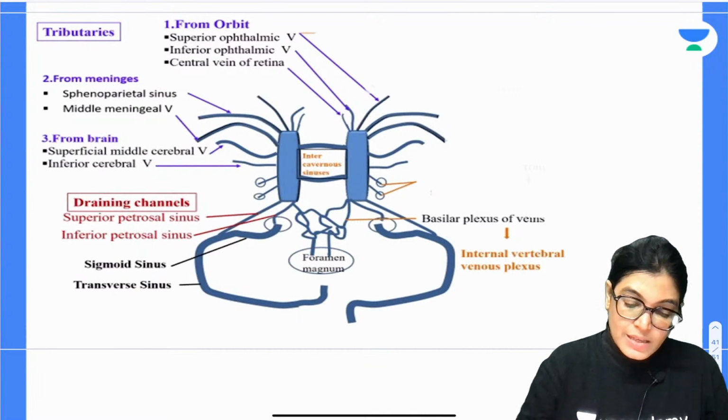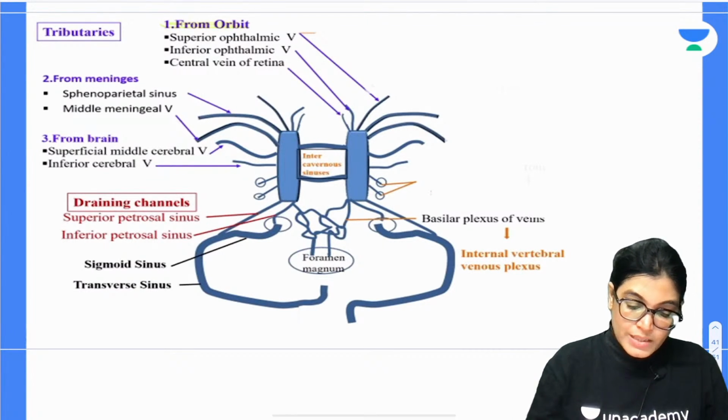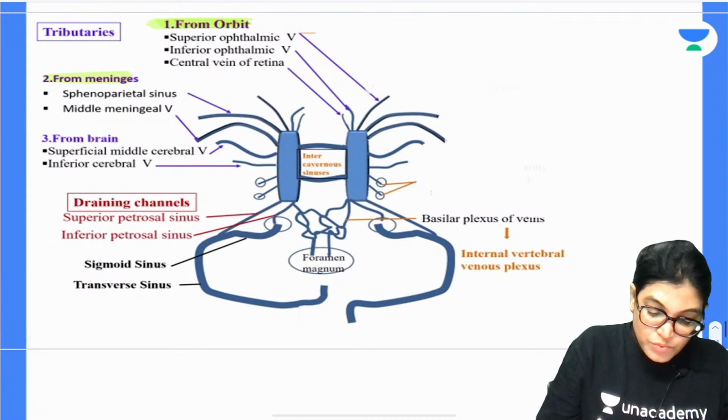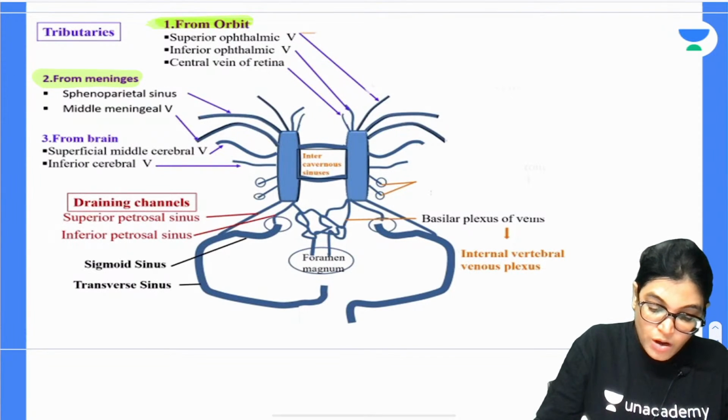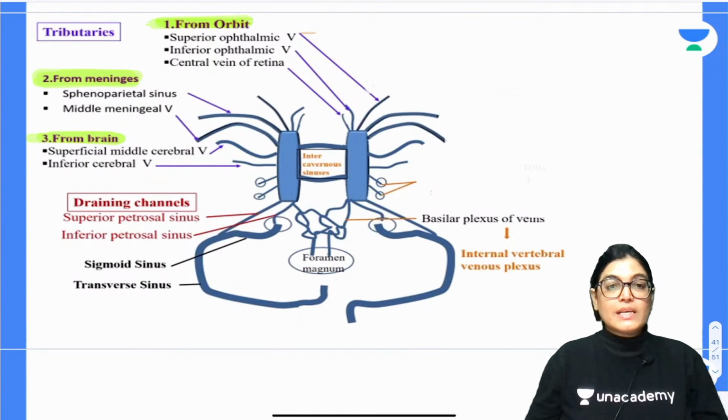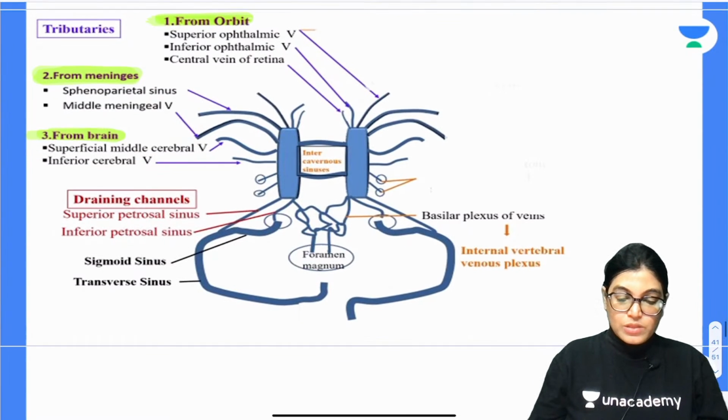It collects blood, so it has a direct drainage of its tributaries. Three sources are there. One is from the orbit, one is from the meninges, and the third is from the brain. So, these are the three sources of the tributaries.